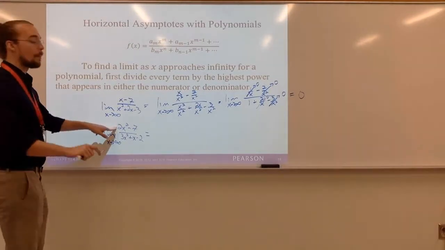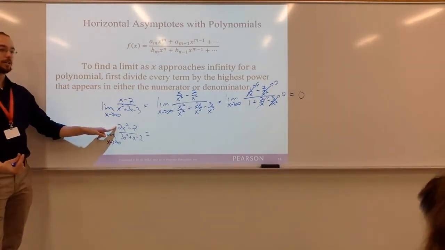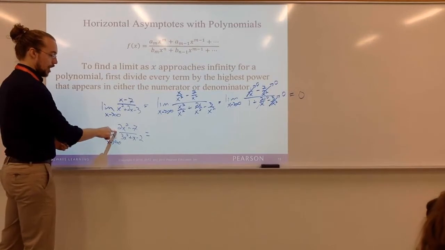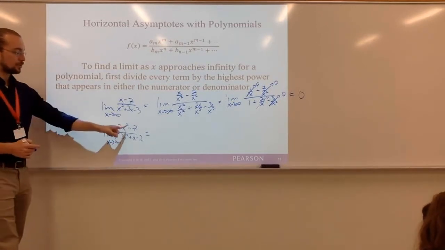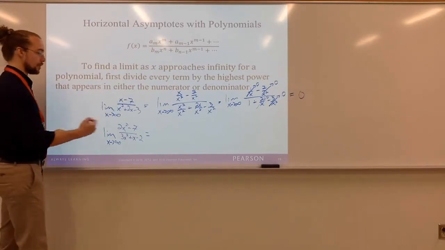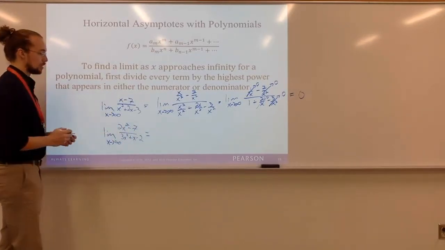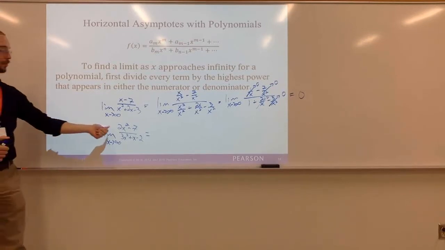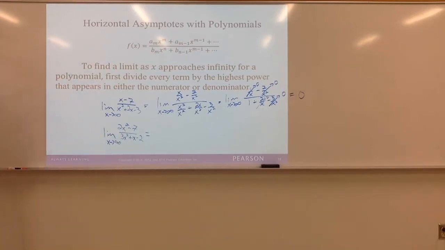So when you divide, I think it's going to be easiest if you just divide everything by x squared. In this example, neither of those had a leading coefficient. So when we divide by the highest power, we're just going to take the x. So in this case, I would just divide everything by x squared.